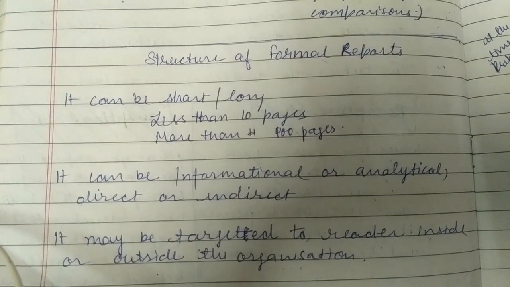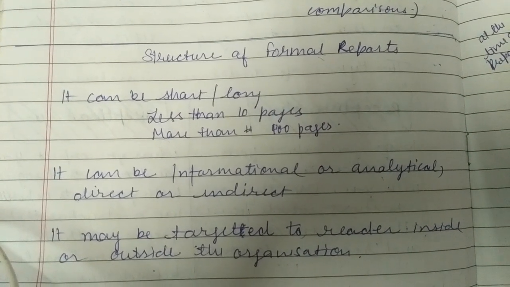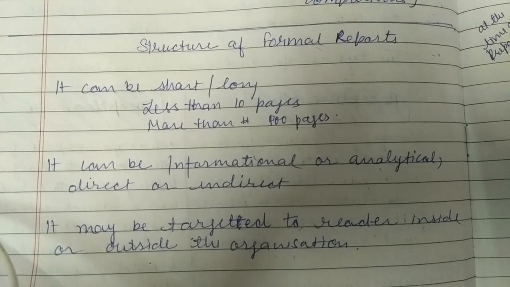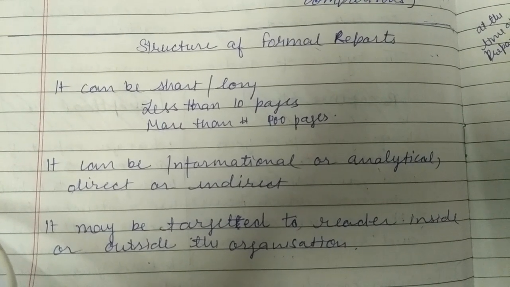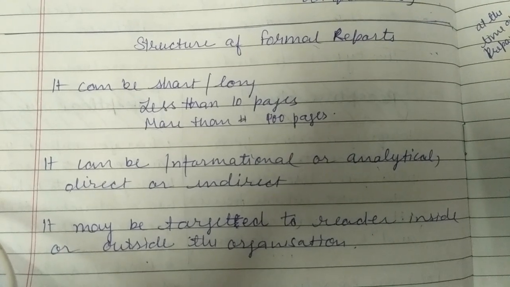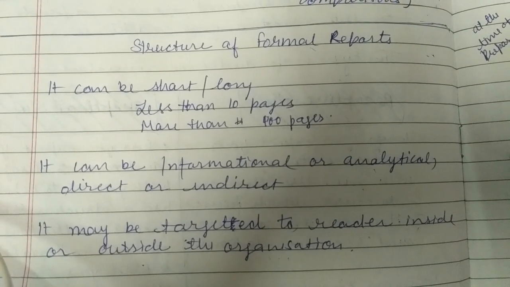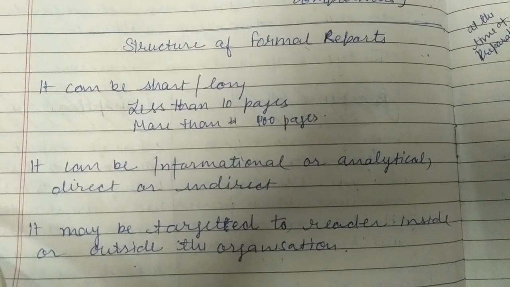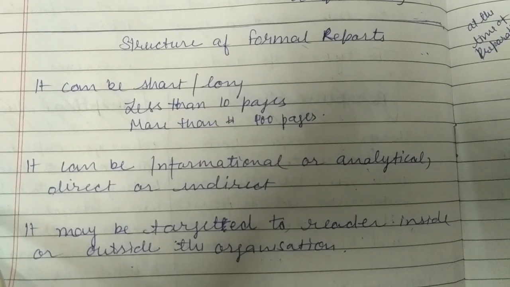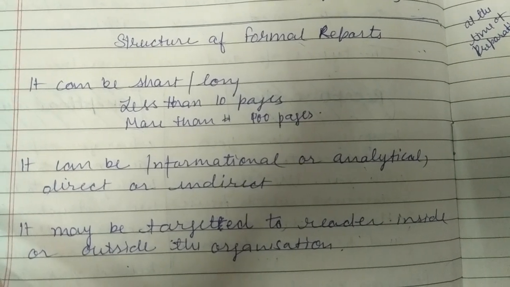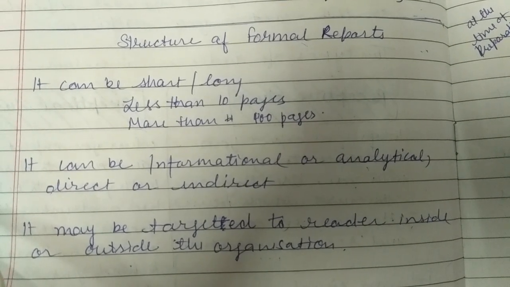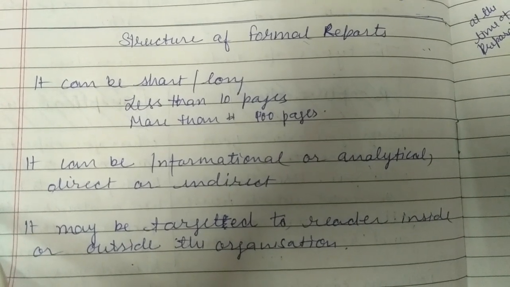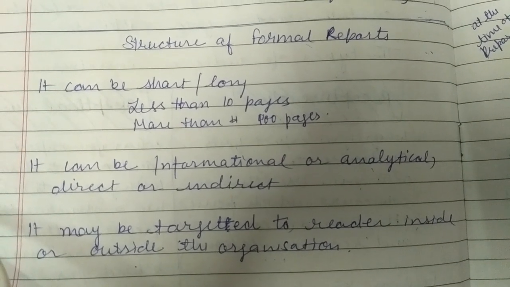Structure of formal report. First, let's discuss formal reports. We have already discussed them, and if you want to check, go to all the videos and check the formal report, and you can study about it there. A formal report can be short or long, less than 10 pages or more than 100 pages. It can be informational or analytical, direct or indirect. It may be targeted to a reader inside or outside the organization.